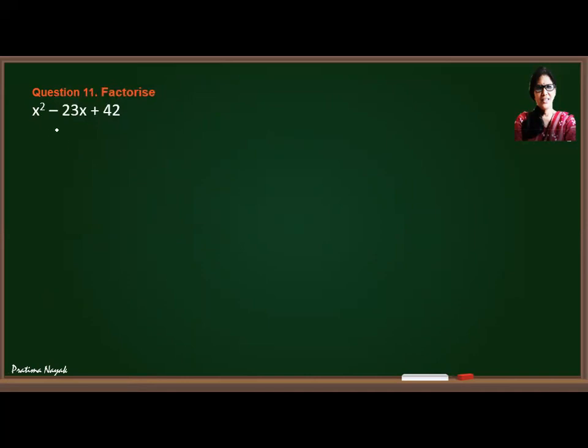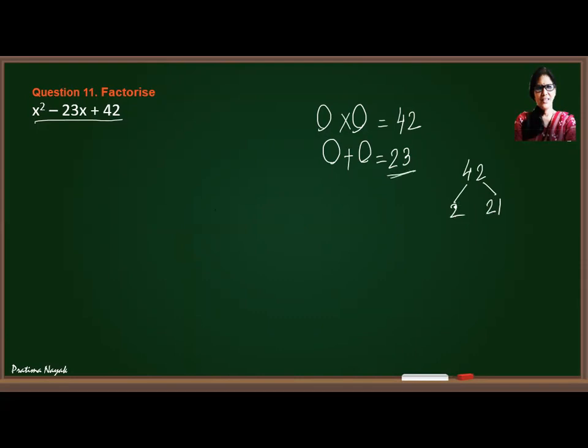Next, x square minus 23x plus 42, sorry. So think of two numbers. When you multiply, you get 42. The same numbers, when adding, you get 23. Think of 42. What are the factors of 42? It is 2 into 21. 21 plus 2 is 23. Yes, correct. At one trial we got it. 21 plus 2.